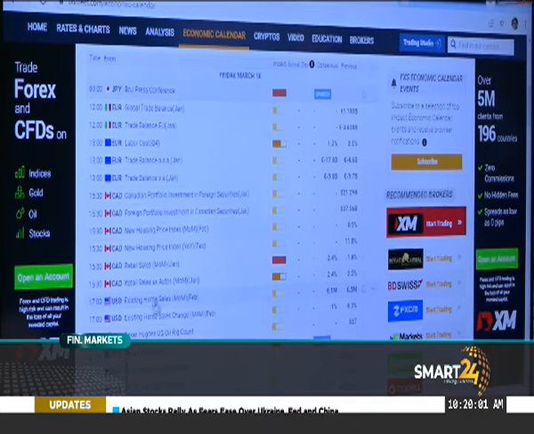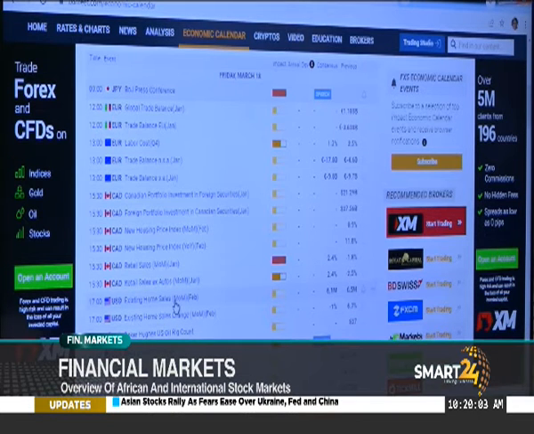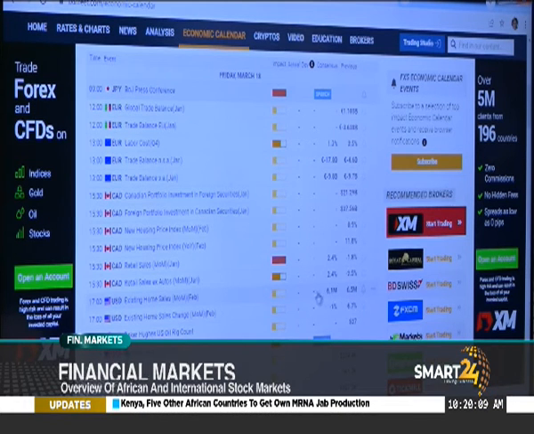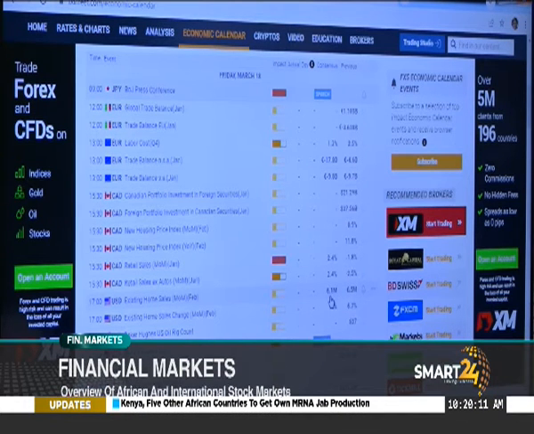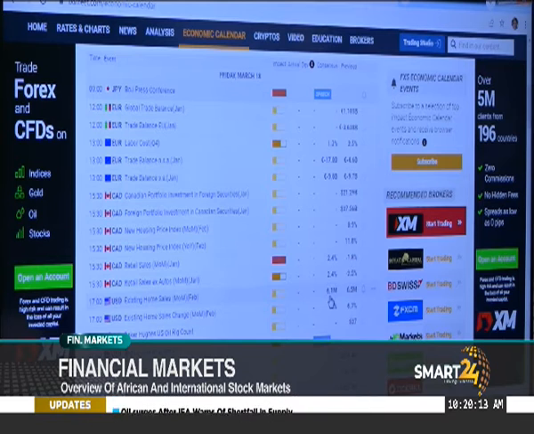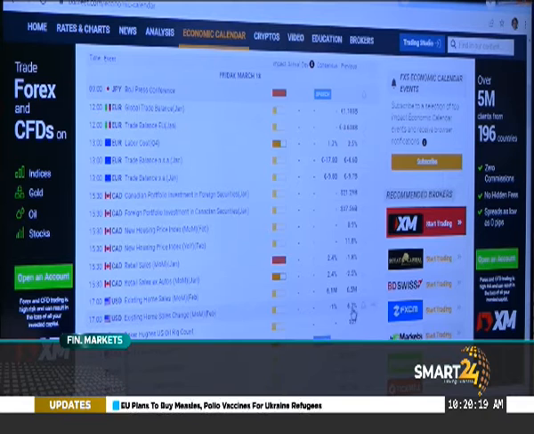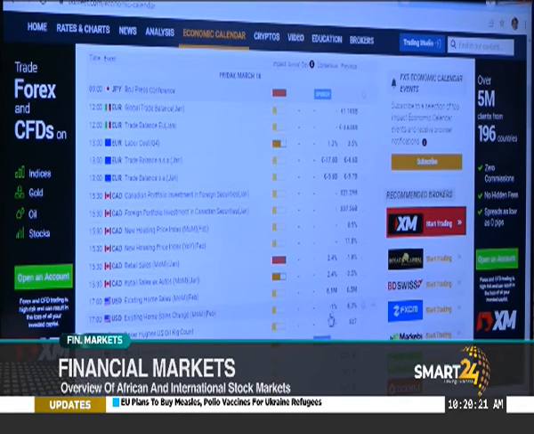So at 5 p.m. there is the existing home sales month over month affecting the US dollar. You can see the previous figure is 6.5 million, and it's expected to drop to 6.1 million. That is a negative for the US dollar. Then there is the existing home sales change. The previous was 6.7%, and now it is negative 1%. That's a very big decrease there.